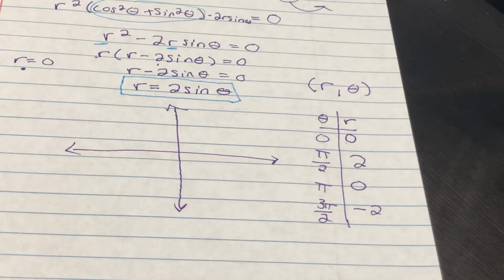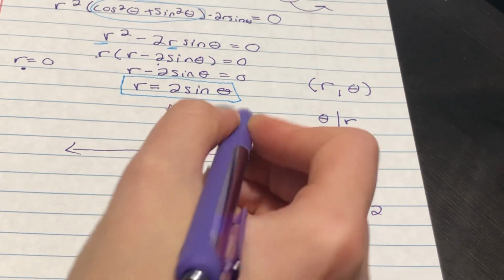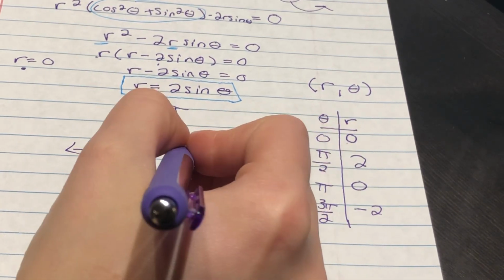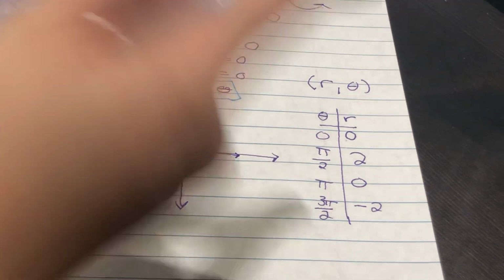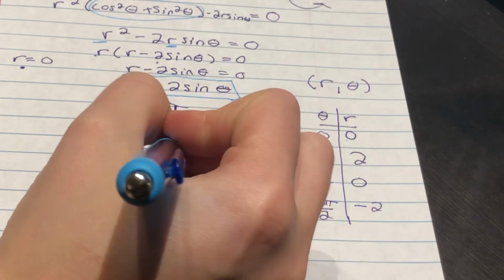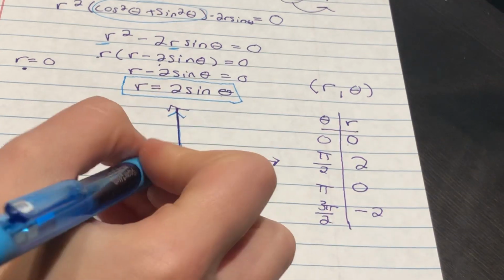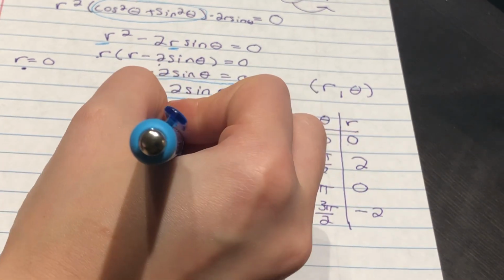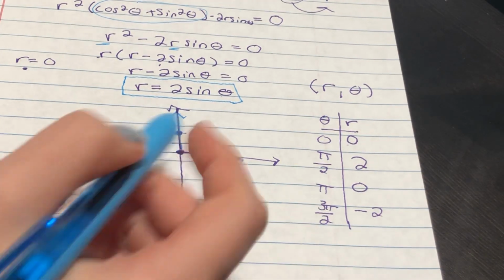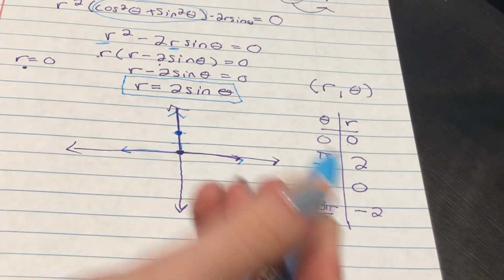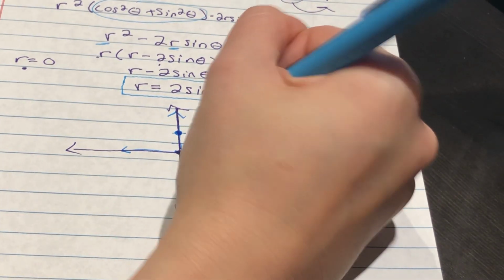Let's plot those polar points. At 0 degrees, we got a point at 0. At pi over 2, so this angle here, we got a point at 2. At pi, which is over here, we have a point at 0, which is just still at 0. And at 3 pi over 2, so over here.